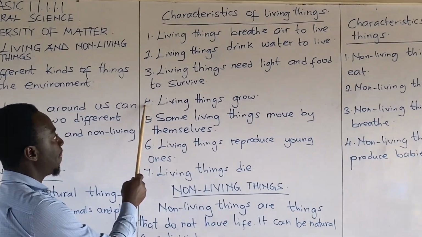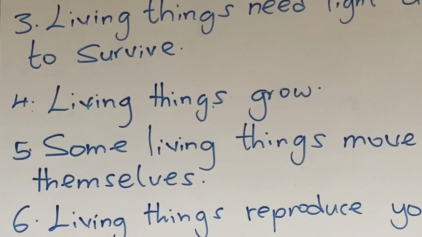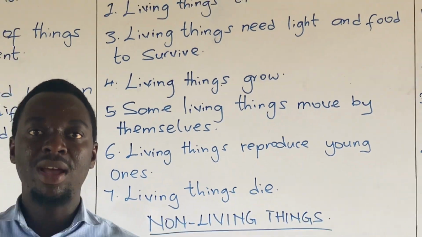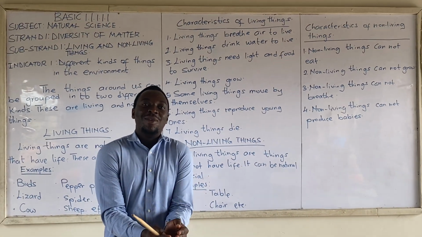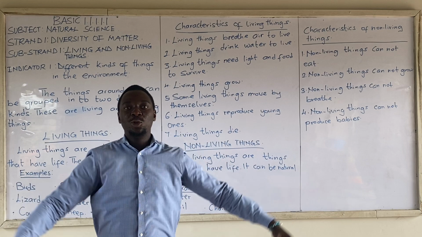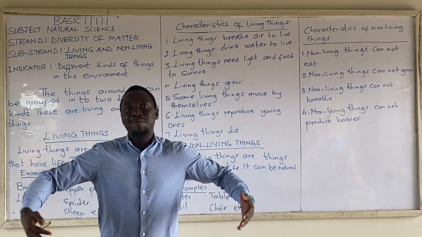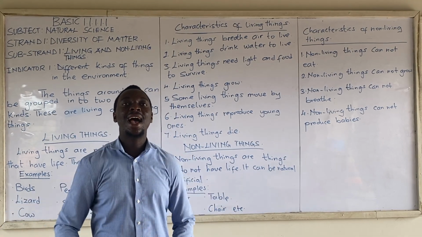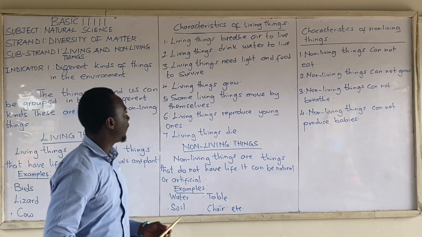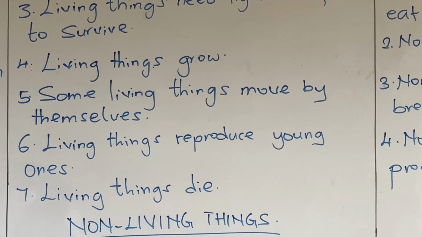And 4. Living things grow. Living things can increase in height. When my mother gave birth to me, I was not like this. I was very small, but now I have become big. You two, you were not like that. You were very small, and now you've grown to become big. So living things increase in size and height. That is growth.